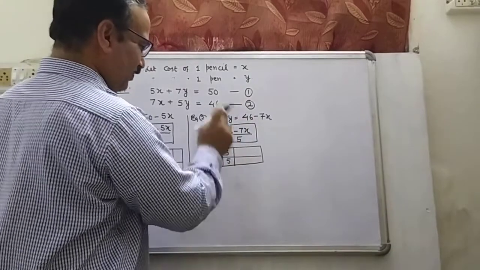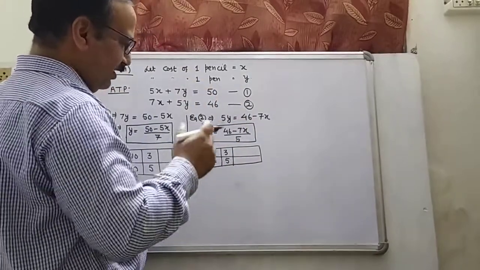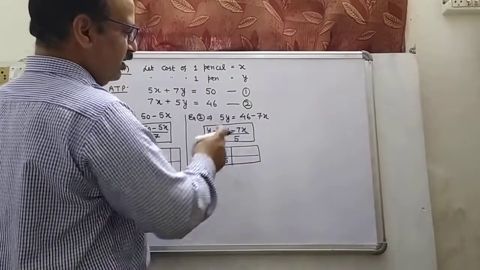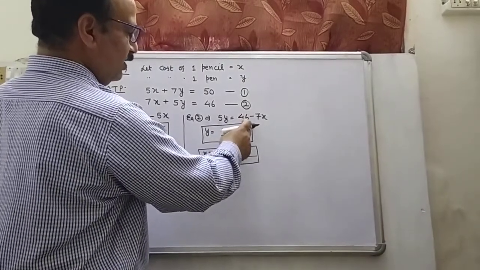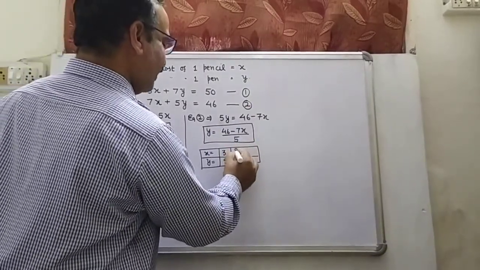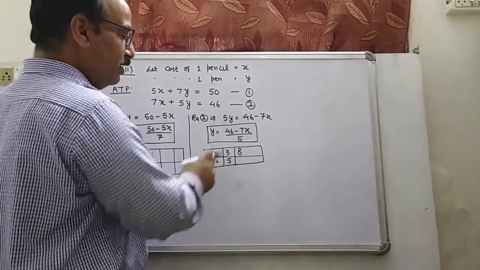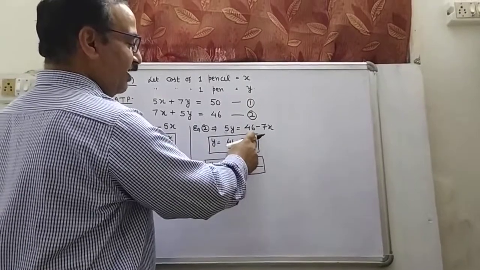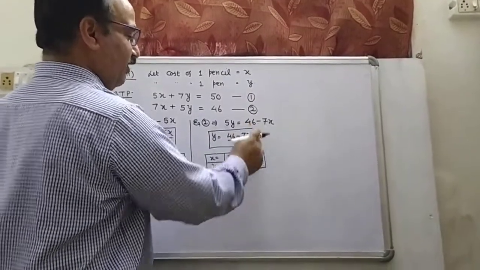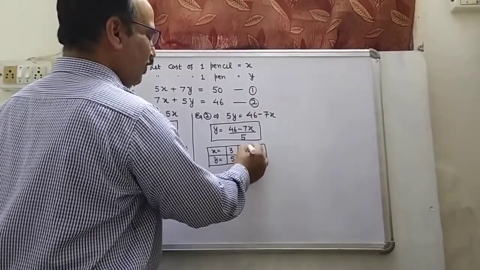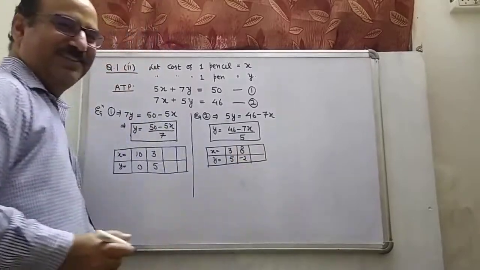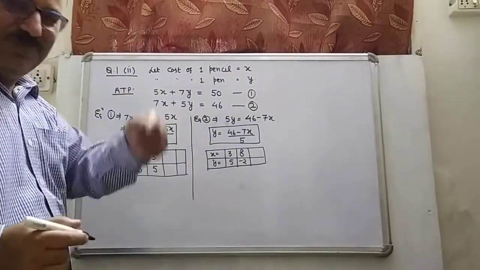It will not help. What we can take then: 7 × 8 is 56. You may take x as 8. Then what will be the value of y? 46 minus 7 × 8, that is 56, minus 10 by 5, means minus 2. Though values cannot be negative, we can plot the graph.